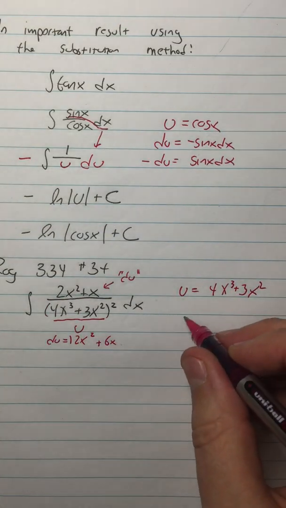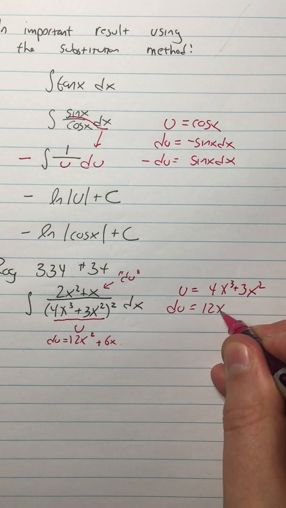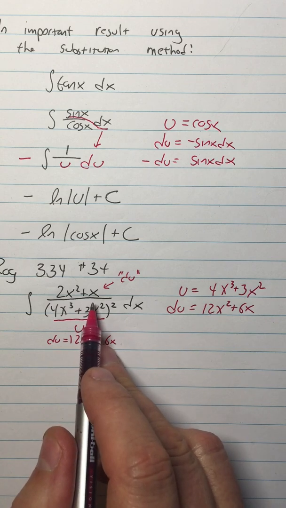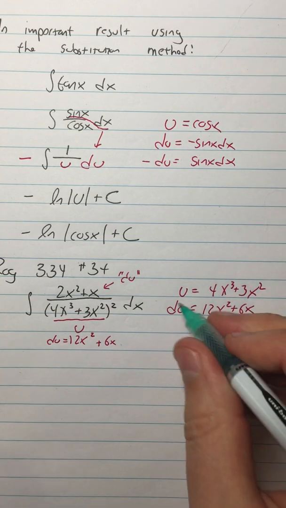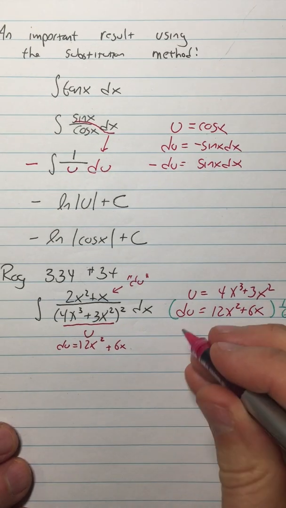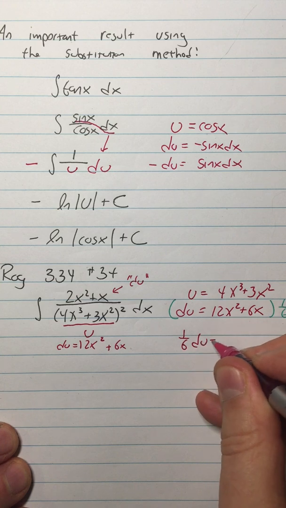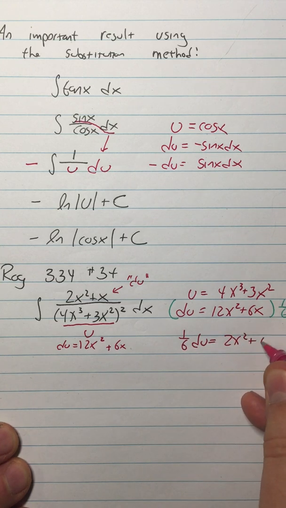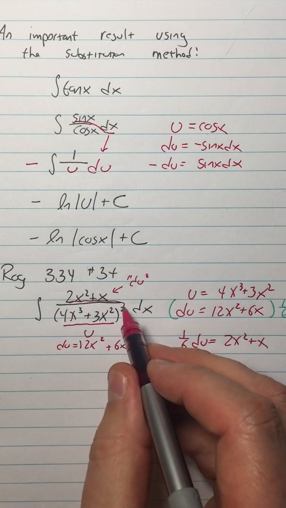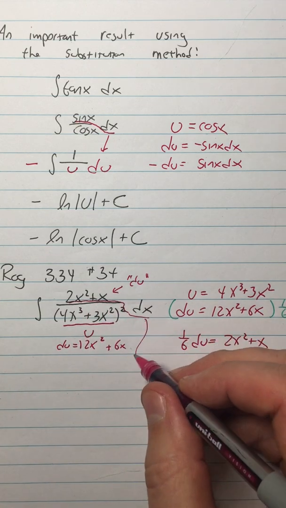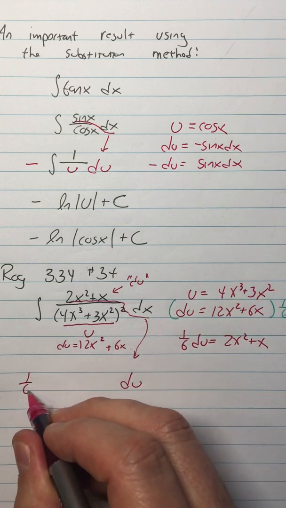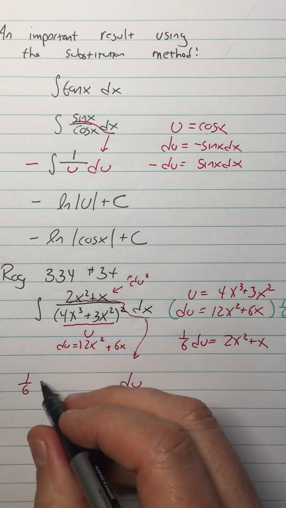Okay. So my du is 12x squared plus 6x, but I want just 2x squared plus x. So I'm going to multiply this entire equation by 1/6, and then I will have 1/6 du equals 2x squared plus x, which is exactly what I have up here. Now I'm going to take my 2x squared plus x dx and replace that with 1/6 du, and let's just right away put the 1/6 outside the integral.